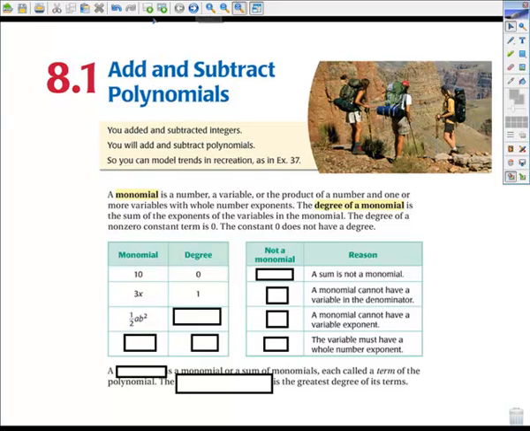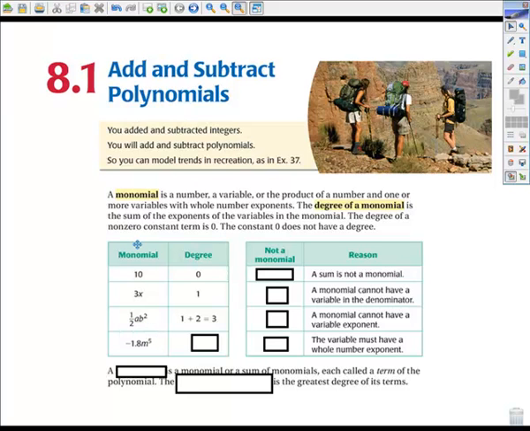A monomial could be a half a times b squared. Here's the number, and this is the product of a number and one or more variables. In this case, it's 2 variables. And it says that you find the degree by finding the sum of the exponents. Well, a has a degree of 1, b has a degree of 2, so when we add those together, this monomial has a degree of 3.